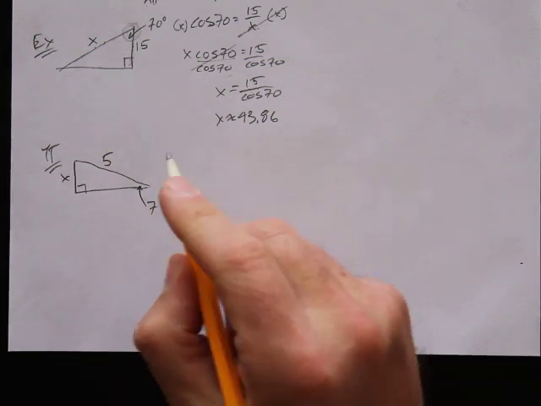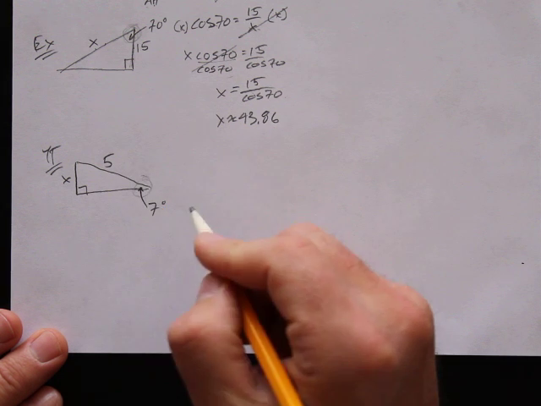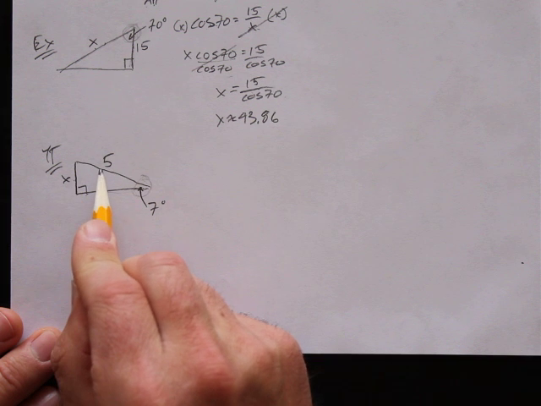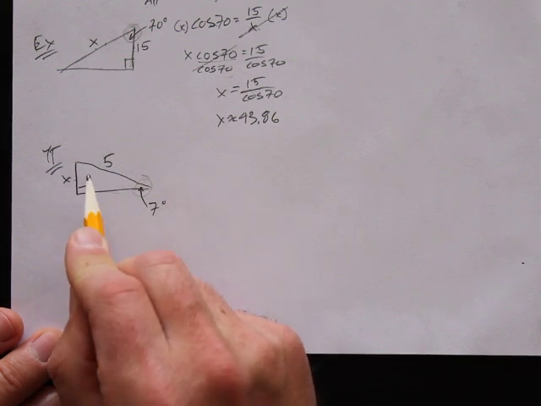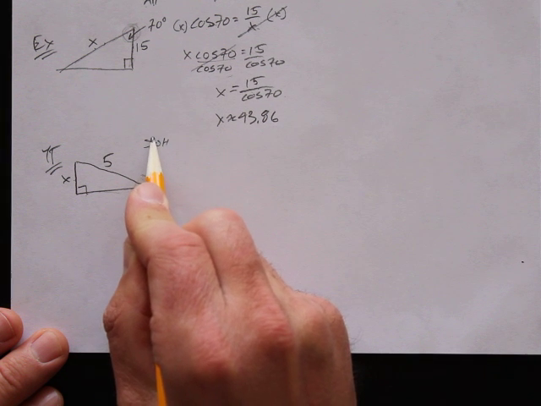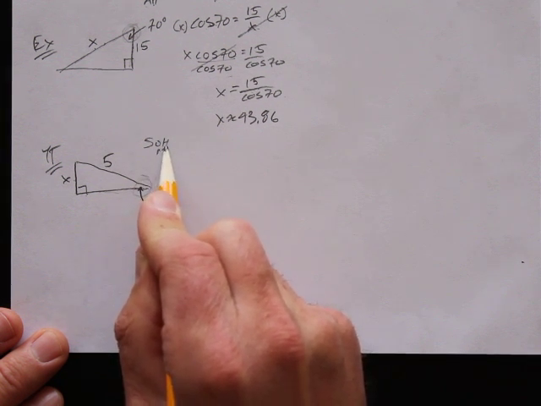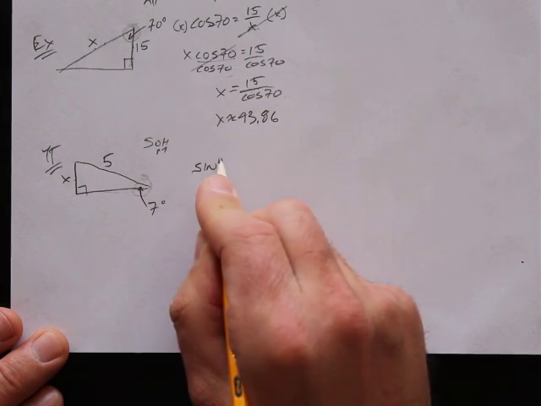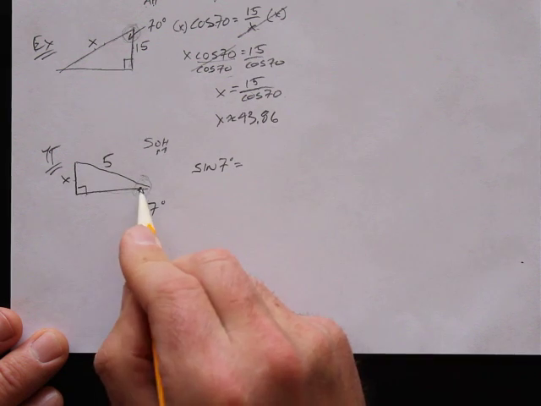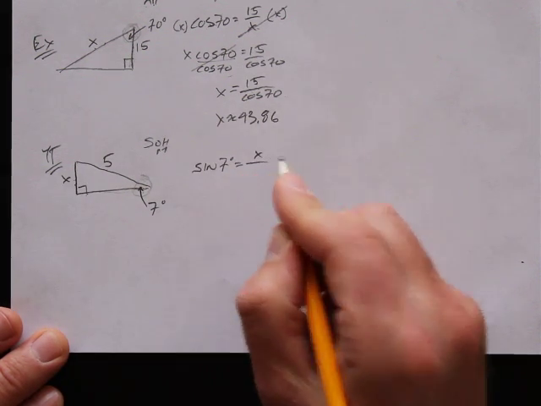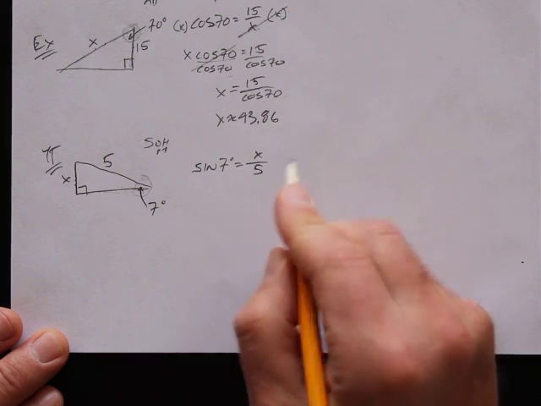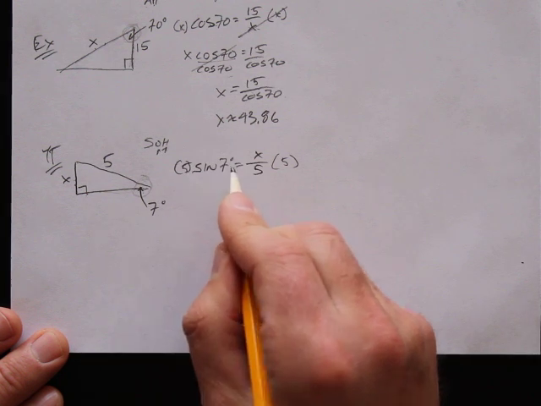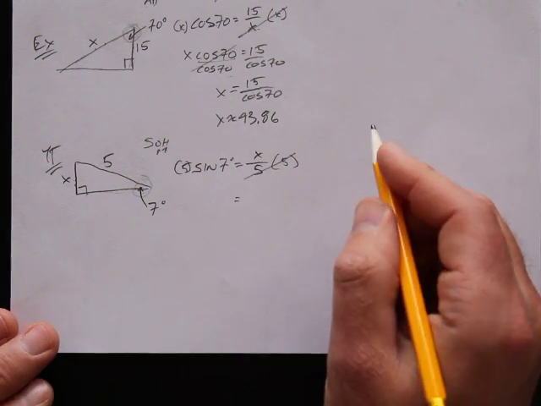All right, let's see how you did. So here's my angle. And I see that I don't have the adjacent side. I have the opposite side and the hypotenuse. So sine has the opposite and the hypotenuse. So I want to use sine here. So sine of 7 degrees equals the opposite, which is x, over the hypotenuse, which is 5. And so for this one, I just multiply both sides by 5. Then I can put this into my calculator.